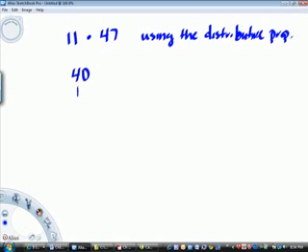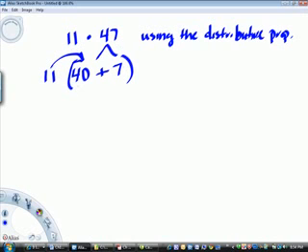if I break up the 47 into 40 and 7, then I'm going to use the 11 and distribute the multiplication like so. And the reason why I chose the 40 and 7 is because 40 plus 7 is the same as 47, and it's easier for me to multiply 11 times 40 in my head than it is to multiply 11 times 47.